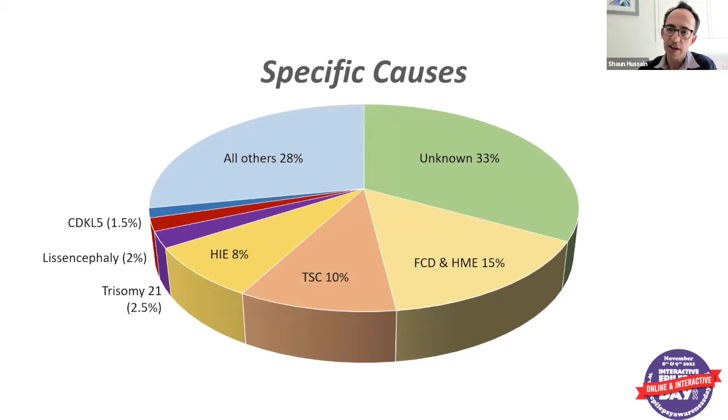So this is a look at specific causes of infantile spasms at UCLA, and you can see that there is a big chunk of patients with unknown cause, but other big causes include things like focal cortical dysplasia, tuberous sclerosis, HIE or hypoxic ischemic encephalopathy, and then a whole bunch of other mostly genetic causes of infantile spasms.